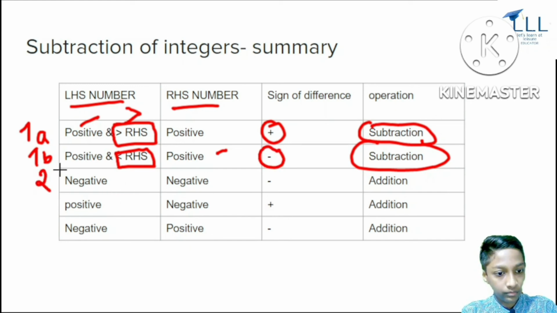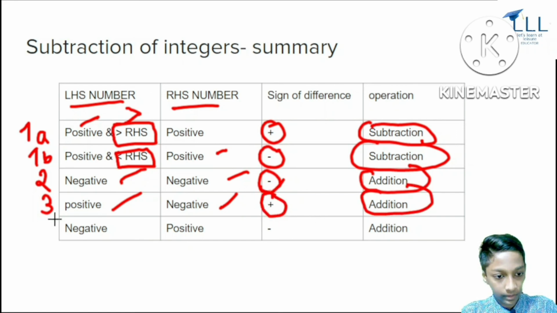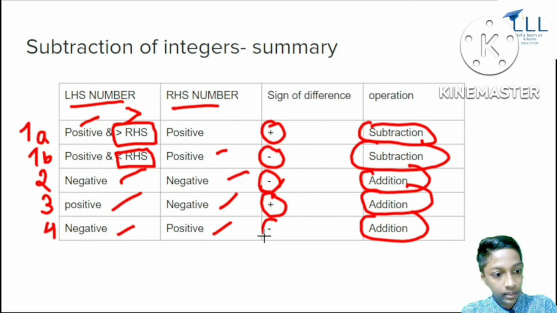In case 2, we will get both numbers as negative. Then we have to add and put a negative sign. In the third case, we will get a positive number and a negative number. Then we have to add and put a positive sign. In the fourth case, we get the LHS number as negative and the RHS number as positive. Then we have to add and put a negative sign. In subtraction, when we get two negative numbers in the equation, then we have to add and put a negative sign.